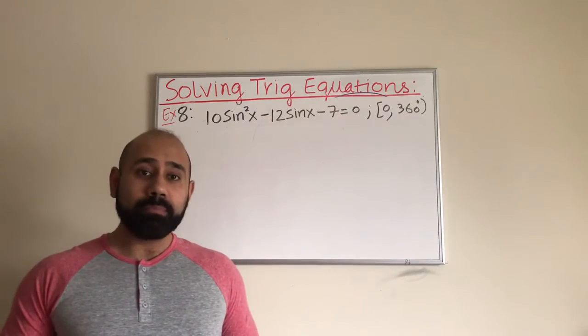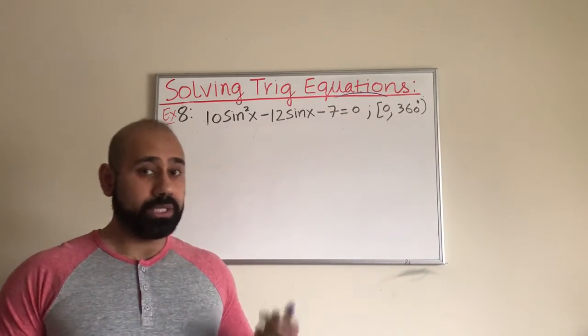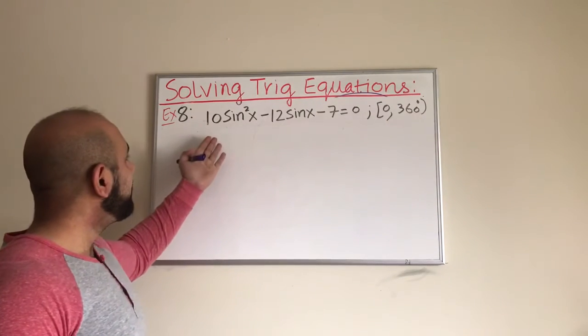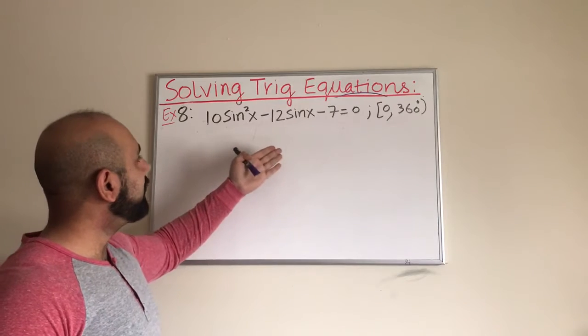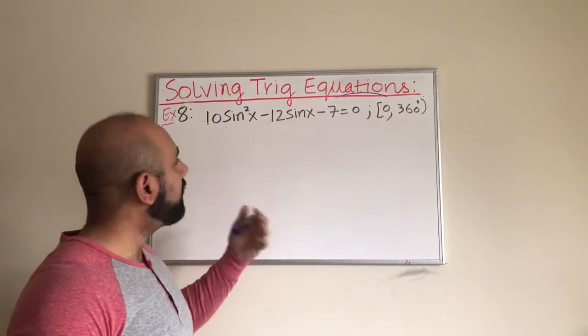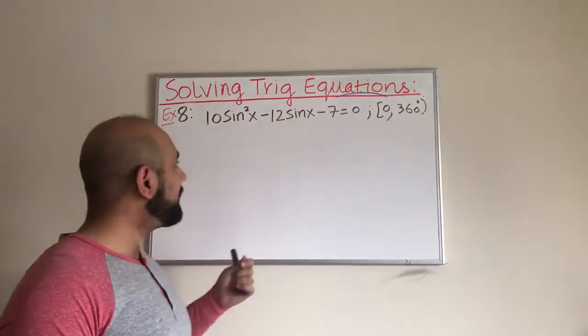I'm back with another example on solving trig equations. Let us look at this example number 8. On the left hand side, I have 10 sine squared x minus 12 sine x minus 7 equals 0. And we want our final solution, the values for x, to be between 0 and 360 degrees.